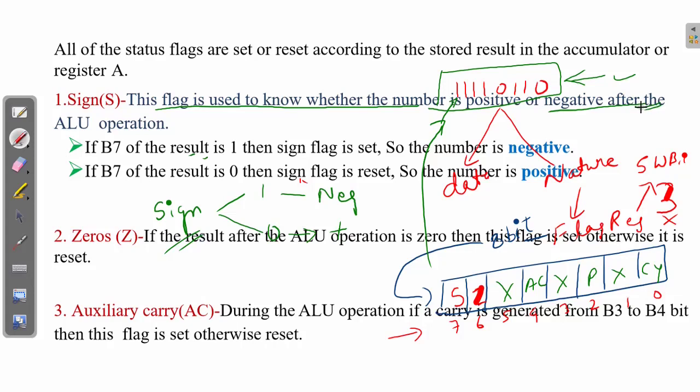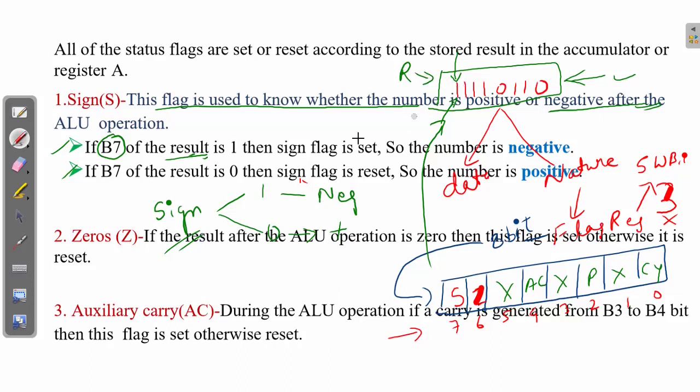If you look at the result, this flag is very important because it is capable of finding whether the number is positive or negative. And how is it doing that? Two points are mentioned here. Look here, all of you. This B7 means bit 7. I'm talking about this bit, B7. So if B7 of the result... where is the result? This is the result. I hope you are getting my point.